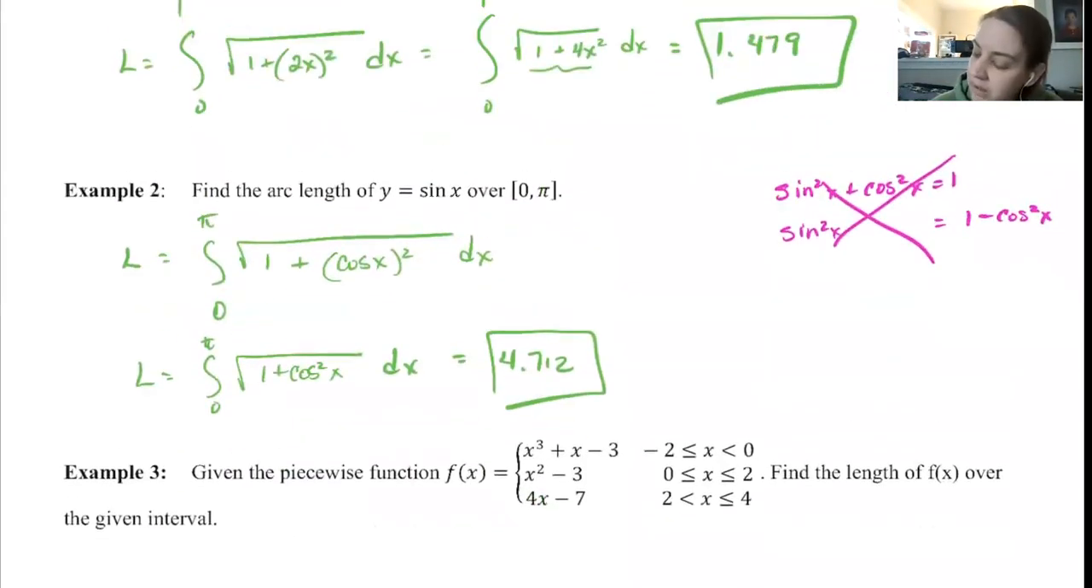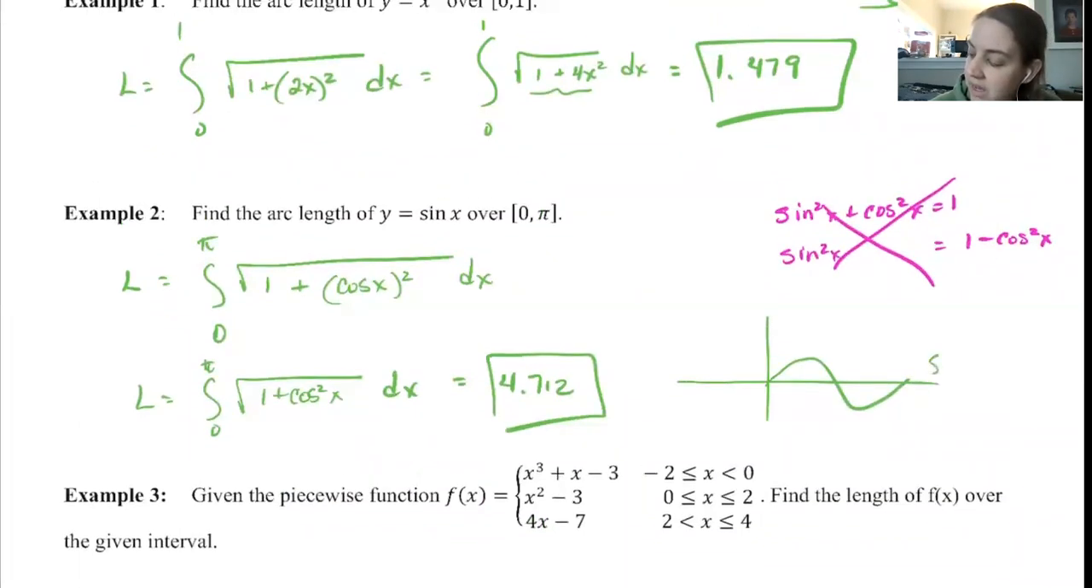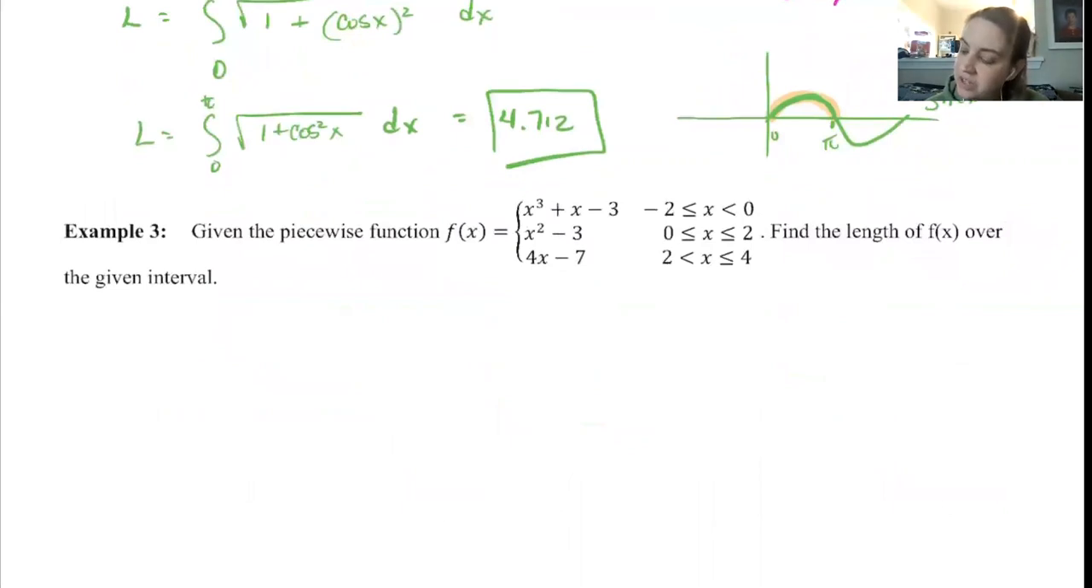Given, and by the way, just a reminder that this is what sine looks like. Here's 0, here's pi. So the length of that curve is 4.7. Given the piecewise function, find the length of f of x over the given interval. So it looks like we're going from -2 to 4.